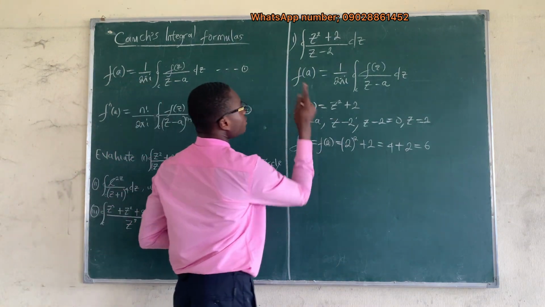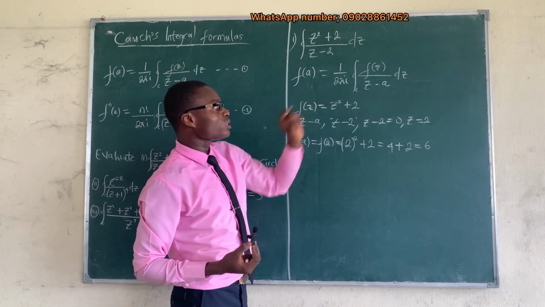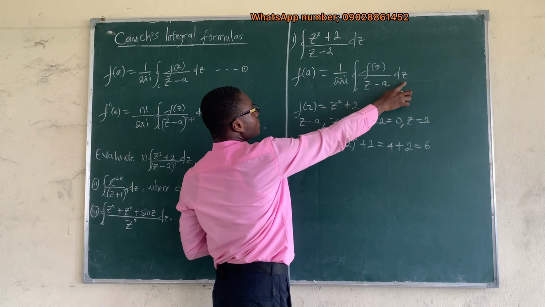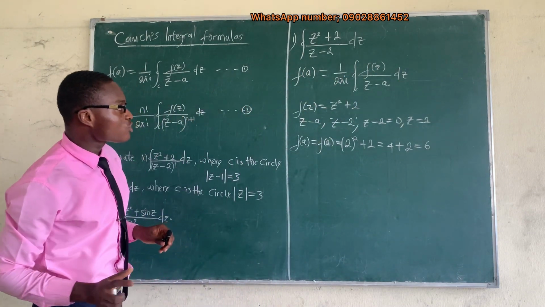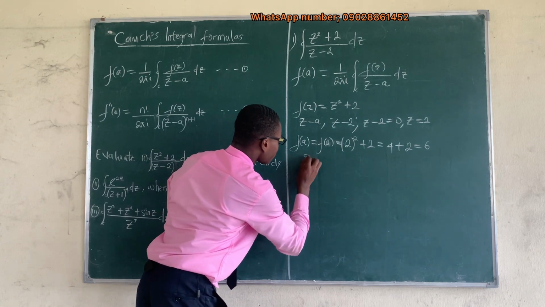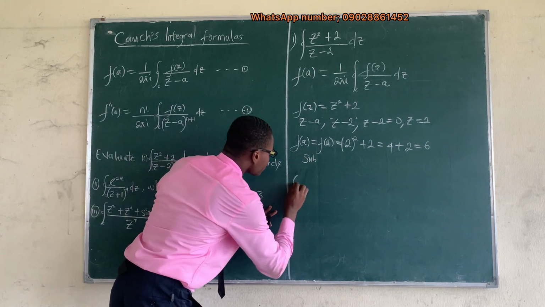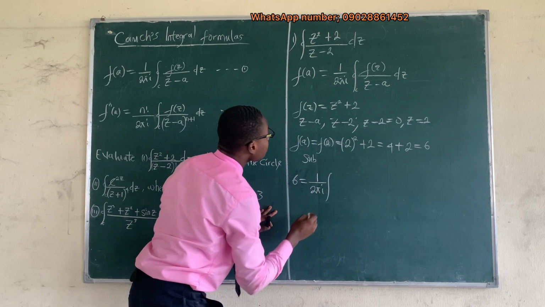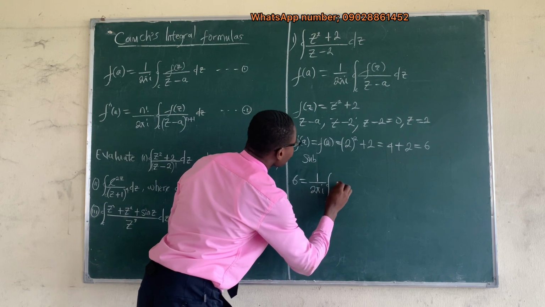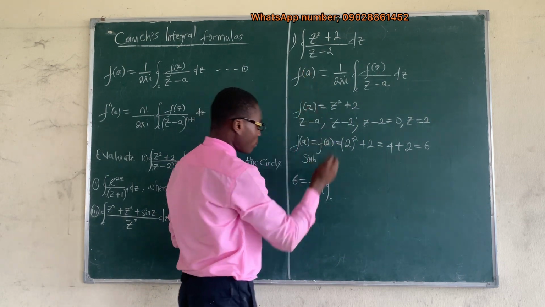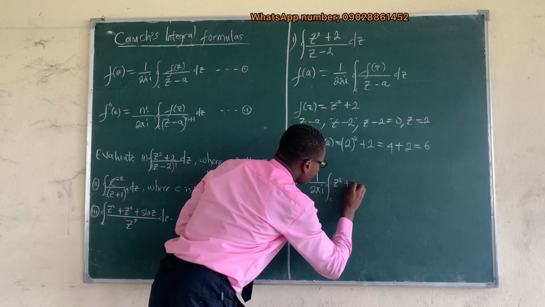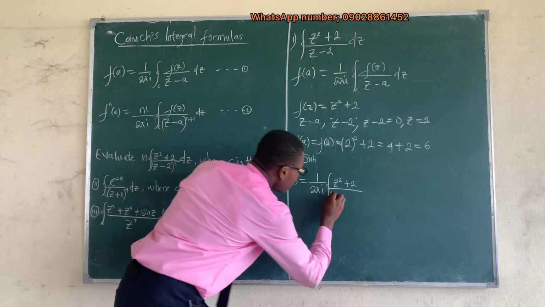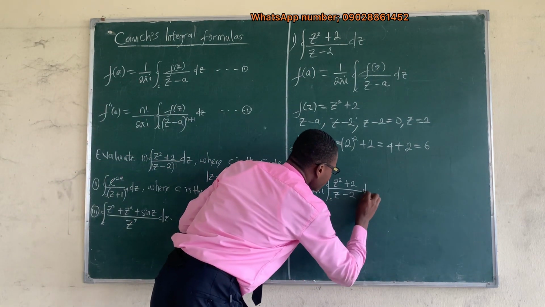So substitute everything into this formula and make this your subject of formula, because the integral from c of f of z over z minus a dz is the integral they ask you to find. So we are going to have 6 equal to 1 over 2 pi I, the integral of c, f of z is z squared plus 2 over z minus a, and z minus a is z minus 2 dz.